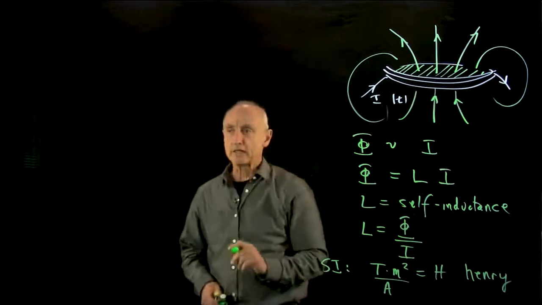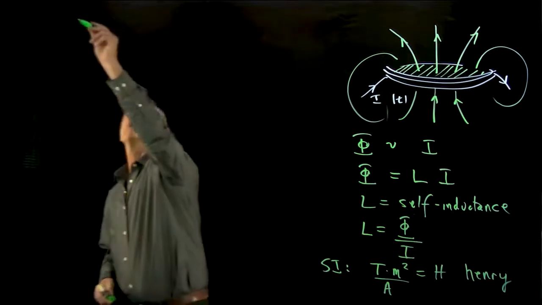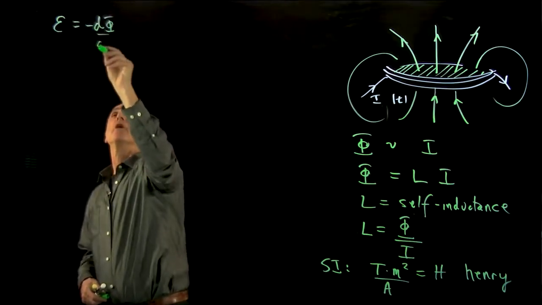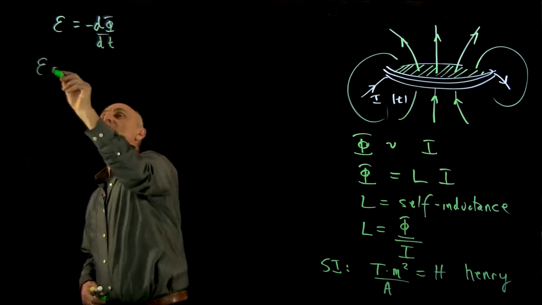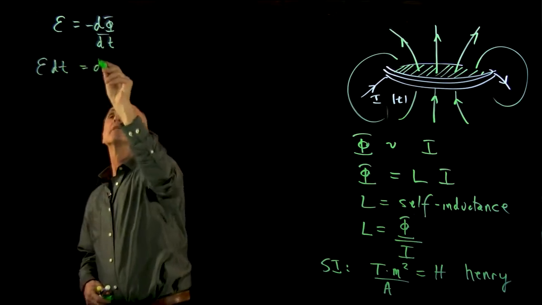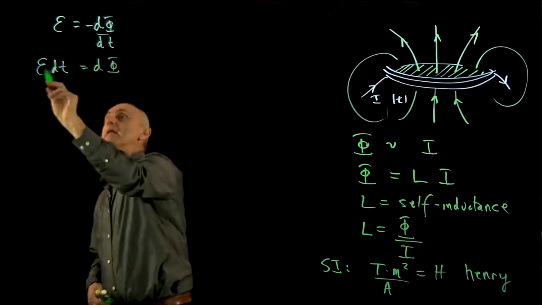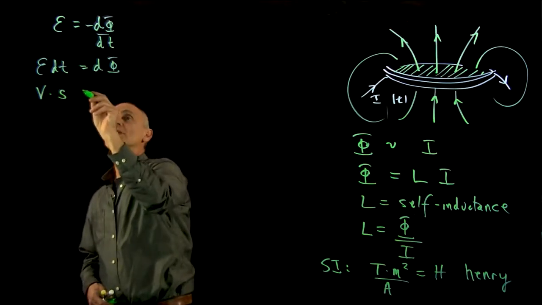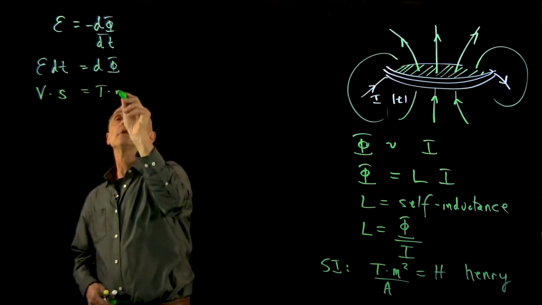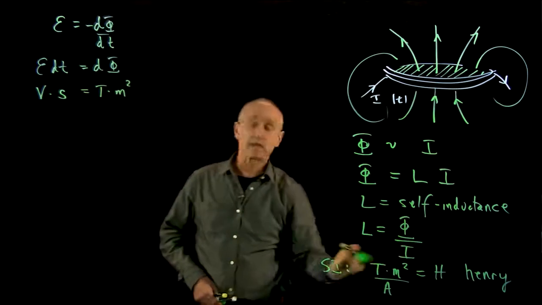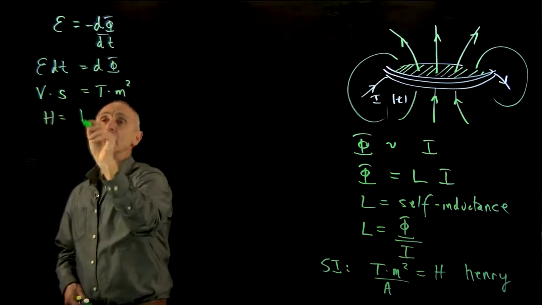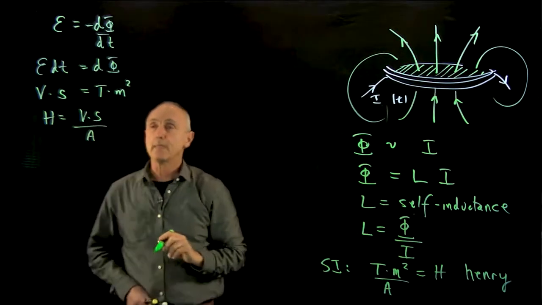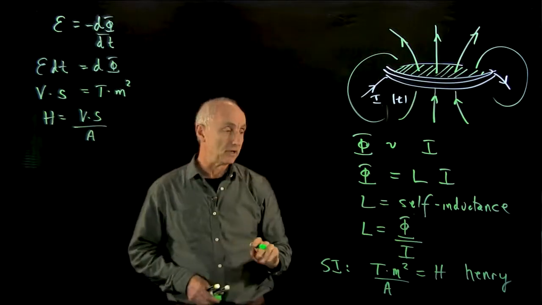But there's another way to think about this, which I'll write this way. Remember, EMF is minus change of flux. So EMF times time has the same units as flux. And EMF has the units of volts, and time, seconds. And so a Tesla meter squared is also a volt second. And so sometimes people write a Henry as a volt second over an amp. And that's another way to think about a Henry.